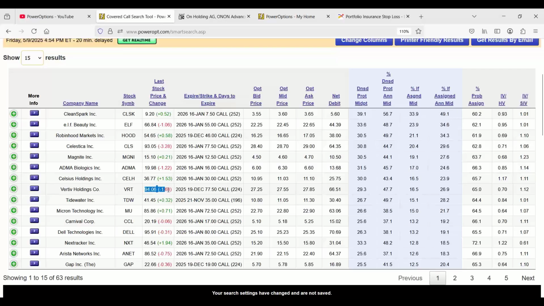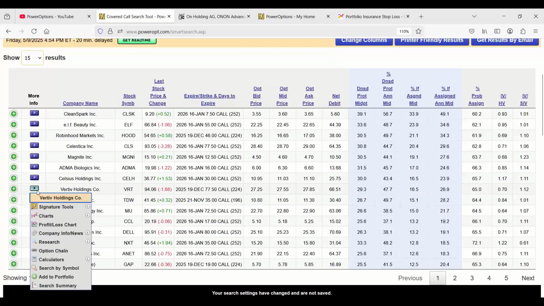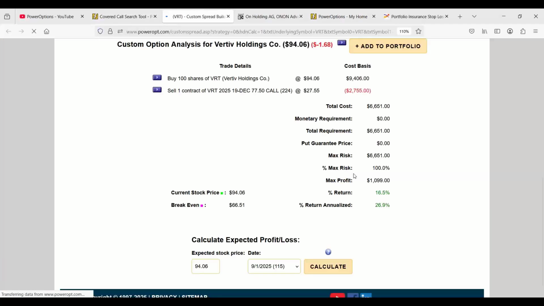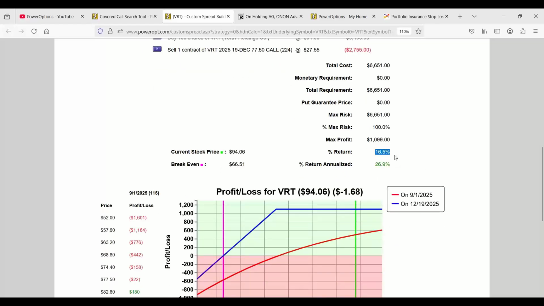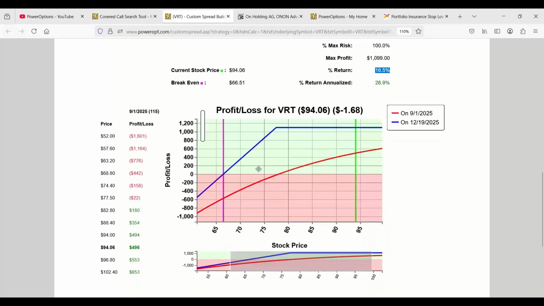Vertiv Holdings took a big dip recently, if I'm not mistaken, but we're at 94.06. The December shorter term, 224 days out, December 77.5 call, 27.55 premium, almost a 30% downside protection for 224 days, 17% return as well. So it's just a covered call. But the idea there is that it's deep in the money, giving a double-digit downside protection, double-digit percent return if assigned for 8, 10, 12 months as well.